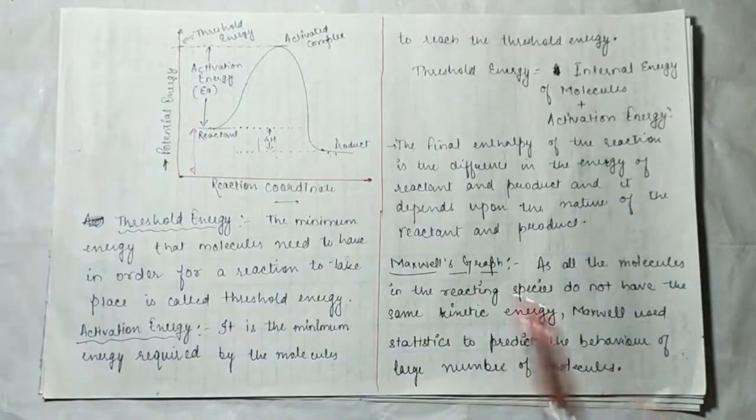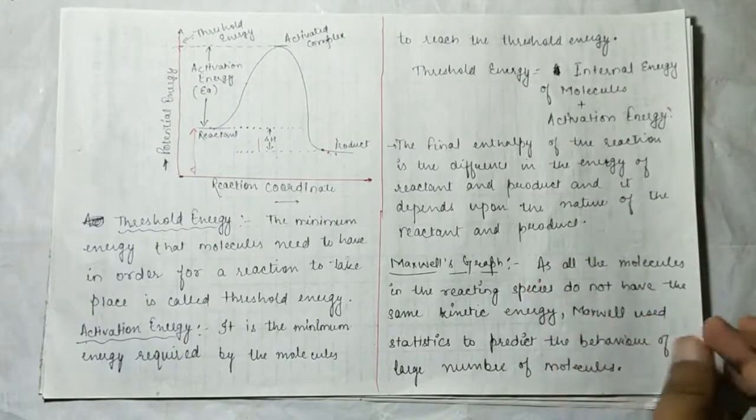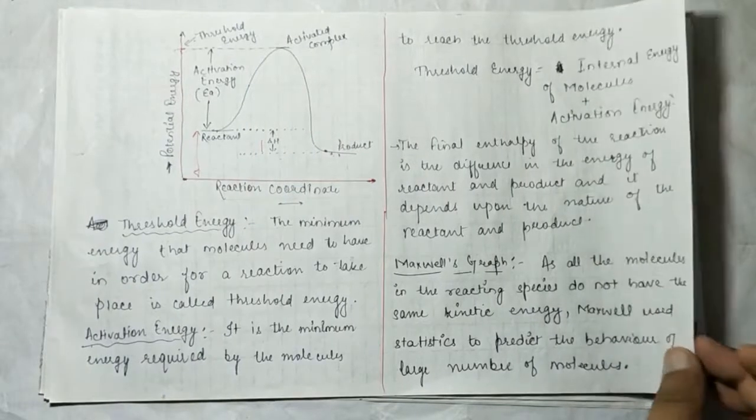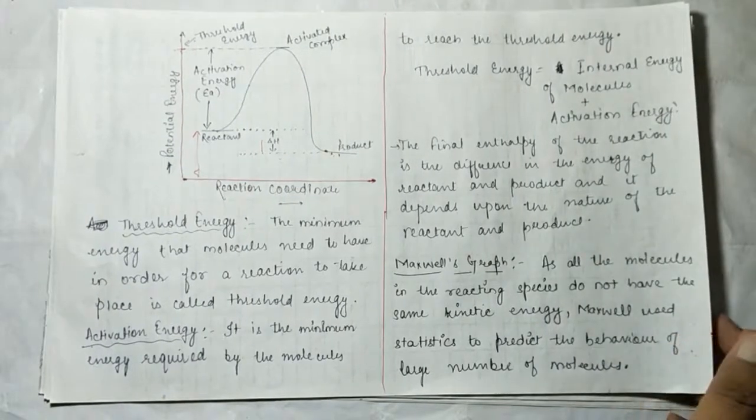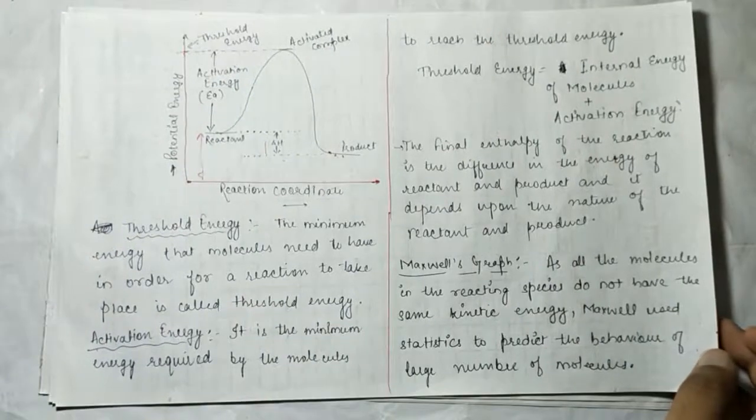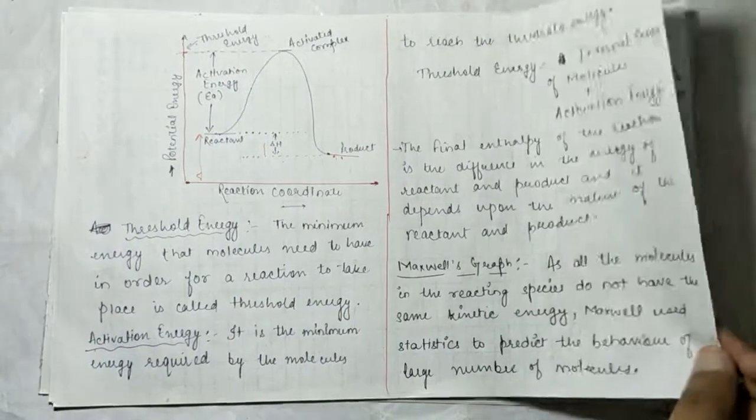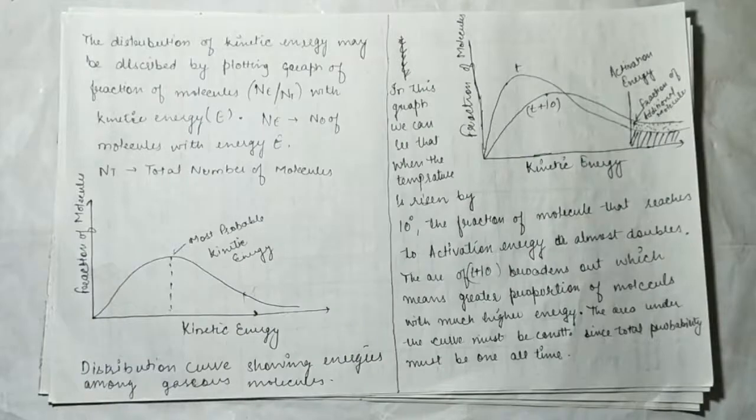Okay, we also use Maxwell's graph. And what does Maxwell's graph say? It actually talks about the kinetic energy. That means the molecules are continuously striking each other by their kinetic energy. So he discussed that kinetic energy.